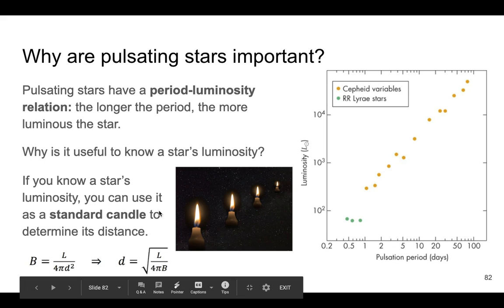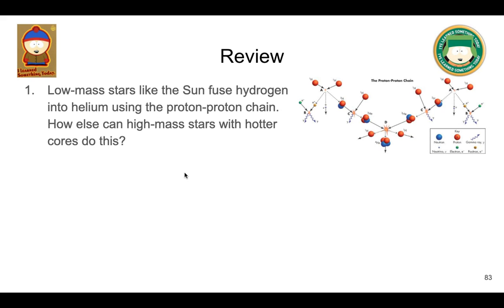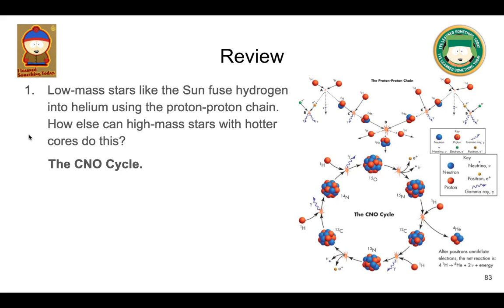There's more to the story than this, but this video is getting long, so I'm going to cut it off there. Anyhow, quick review. Low mass stars like the sun fuse hydrogen into helium using the proton-proton chain. High mass stars have hotter cores, and so they have an additional way to do this. How do they do it? They do it with the CNO cycle, so carbon, nitrogen, and oxygen. It does the same thing: it turns hydrogen into helium. It's just another pathway for this to work that the higher mass stars, because they're hotter, are able to do.